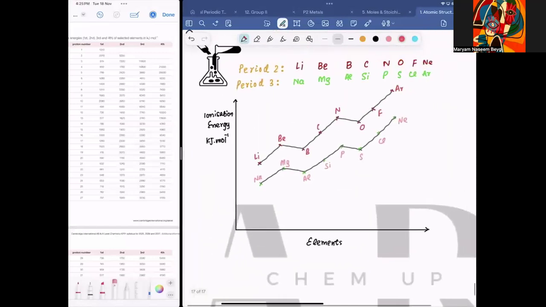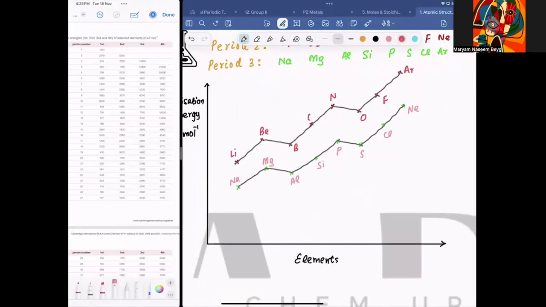No, sir. But the thing is that in both the periods, we are observing exactly the same trend. The positions where there is a dip in period 2 between two elements, we are observing the same dip in period 3 as well. When we move from group 2 to group 3, beryllium is in group 2 and boron is in group 3. Similarly, in period 3, magnesium is in group 2 and aluminum is in group 3. So there is a decrease in ionization energy.